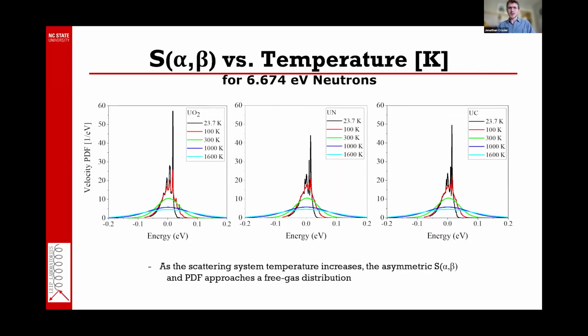And as you can see, what I'm showing here are the same velocity PDFs as the behavior with increasing temperature approaches what you'd expect with a free gas. So as the temperature goes up, the velocity distribution in each material approaches a Maxwell-Boltzmann distribution, as you'd expect. However, all this data is with Flash thermal scattering law data.